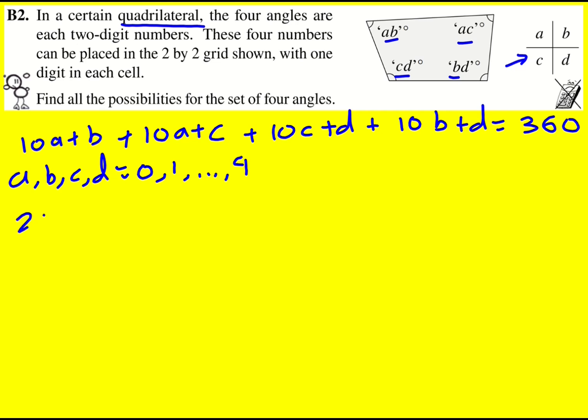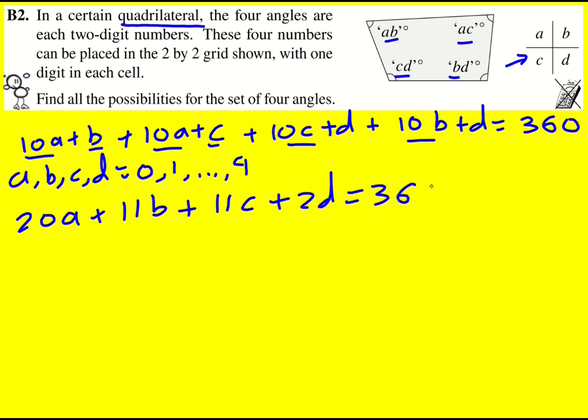Okay, so I'm going to simplify: 20A plus 11B plus 11C plus 2D is going to equal 360. Quite awkward. Now, a good strategy for dealing with these questions, I don't think the answers do this, but I'm going to do it here, is to look for a common factor between some of the terms. And there aren't really many. There's nothing that goes into all of them to start with.